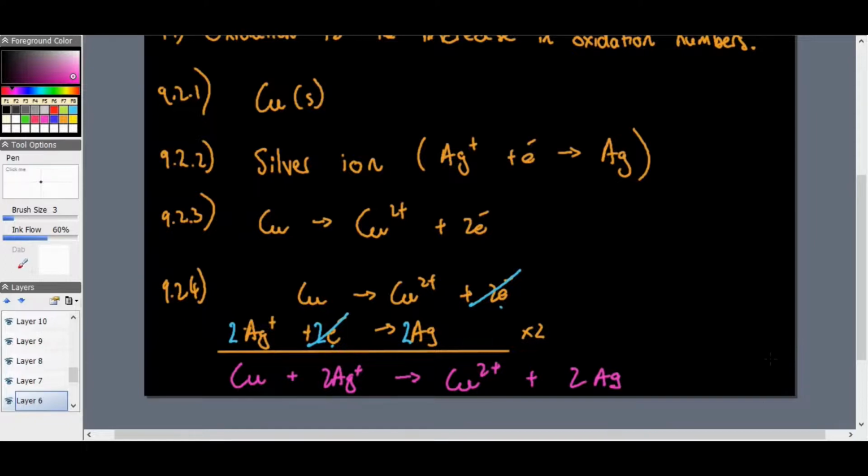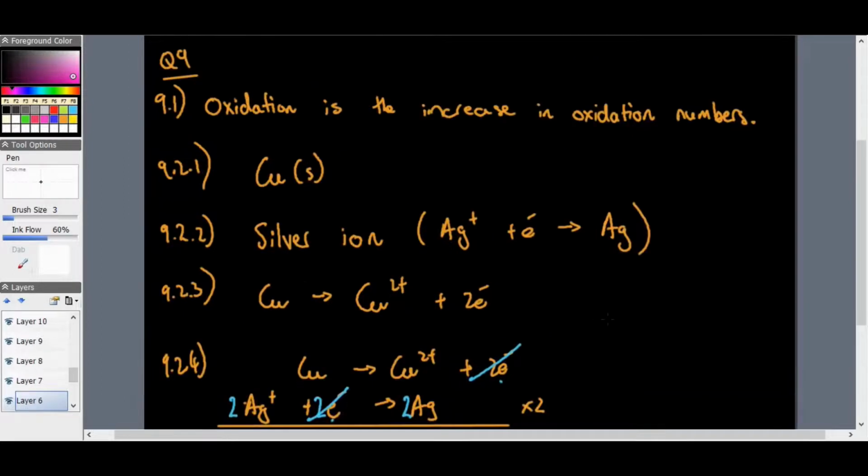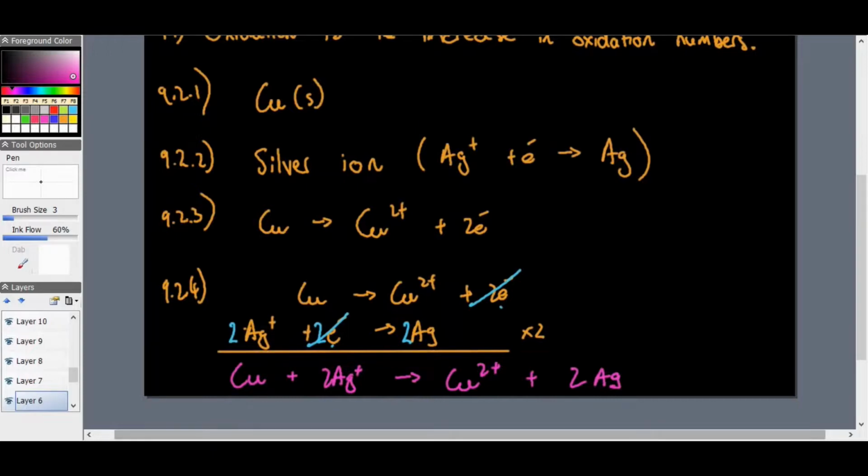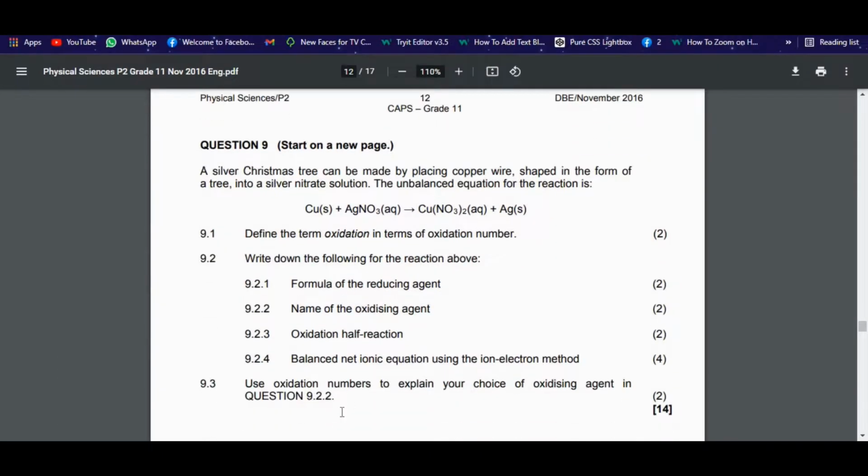Alright, that's for 9.2.4. And we're going to need to use another layer for this one to get the last question in, which is 9.3. It asks us to use oxidation numbers to explain your choice of the oxidizing agent in 9.2.2. They're tricky here to make you doubt yourself, but not us, because we know what we're doing. So the oxidizing agent is indeed silver, or the silver ion, and we'll just use oxidation numbers to prove that.